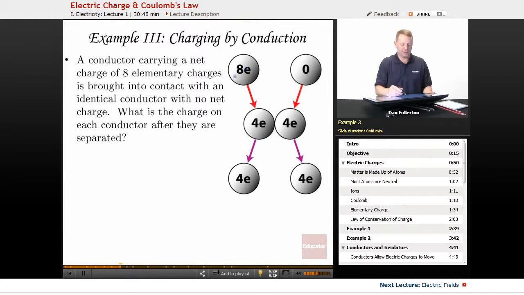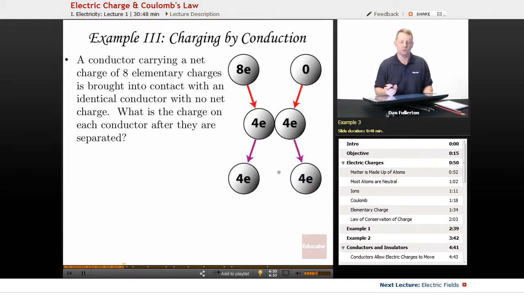Here we have a conductor carrying a net charge of 8 elementary charges, and it's brought into contact with an identical conductor that has no net charge. What's the charge on each conductor after we bring them together and then separate them? Well, once we touch them together, if they're identical spheres, they're going to share the charge across them. Each one is going to have 4 elementary charges. When we split them apart, they each have 4.